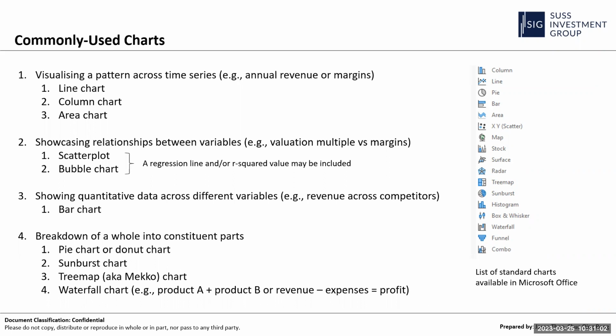Okay, so in terms of the rest: sunburst, tree map, and waterfall chart. Can someone roughly explain what a sunburst chart is? Or anyone can look at your Excel or PowerPoint, click on more charts, then look at the sunburst chart and try to figure out what it's trying to do.